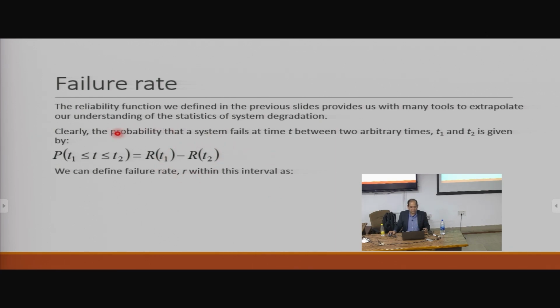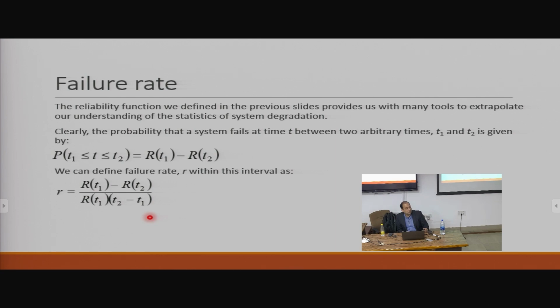So within this interval, we define failure rate, and that's pretty simple, right? It is this expression where you have the number of systems that are failing, divided by the reliability at time t1 times the length of the interval in the denominator.